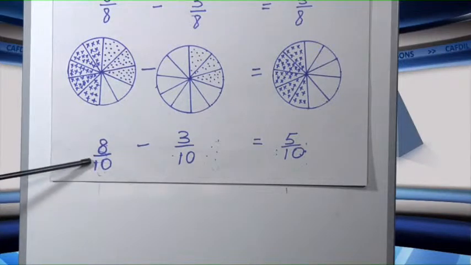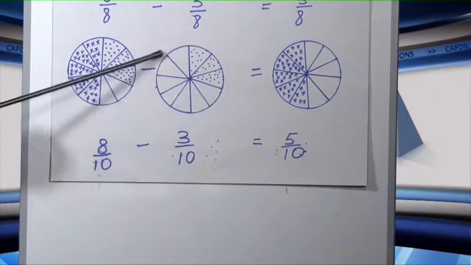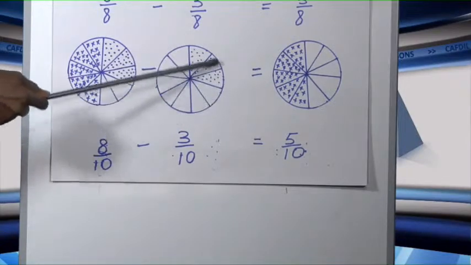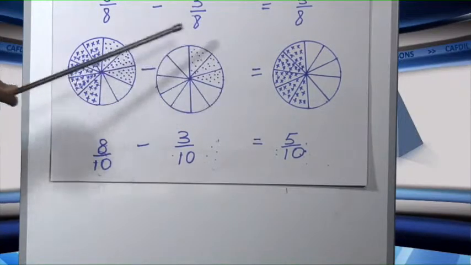8 tenths. Let's look at this circle. How many parts do we have in it? Let us count.